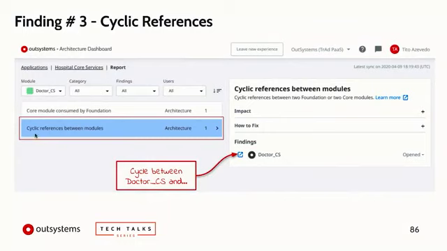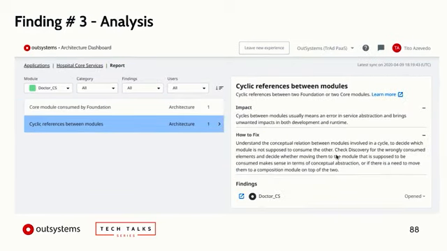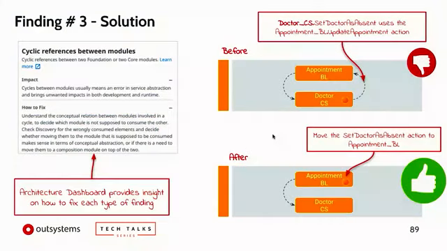Our third finding that we will follow is the fact that there are cyclic references between modules. This cyclic reference is between the Doctor CS, because we are positioned in the Doctor CS module, and if you position in the Appointment BL module, you will see that there is also a report of a cyclic reference. Again, we can analyze the insights from architecture dashboard just to find out that the Doctor CS is using an action from the Appointment BL. The reason is that Doctor CS is exposing a method to set a doctor as absent, and for that it needs to call a method from Appointment BL to update the appointment.